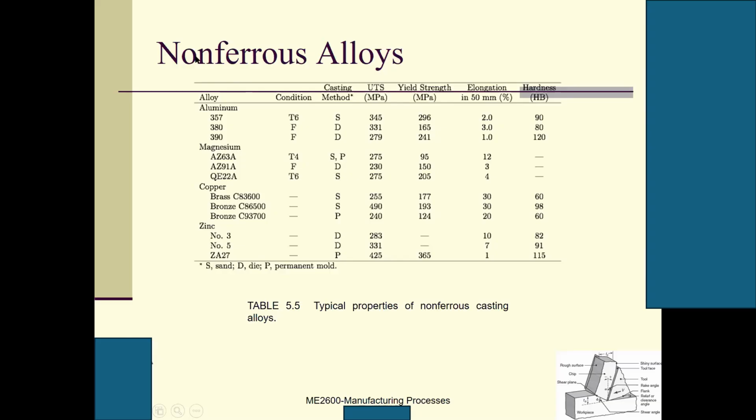Then talk about non-ferrous alloys. Non-ferrous alloys means that these alloys do not have iron. So that's called non-ferrous. For non-ferrous alloys, aluminum, you can see aluminum alloys are commonly used ones. Magnesium is a very awesome element, and copper and zinc. And so this is the condition, right? Casting method, ultimate strength, yield strength, elongation, along with the hardness. So this is the hardness. So this is for commonly used non-ferrous alloys.